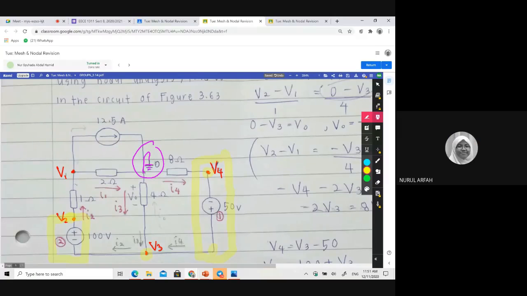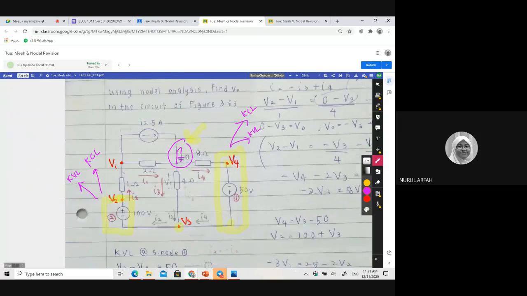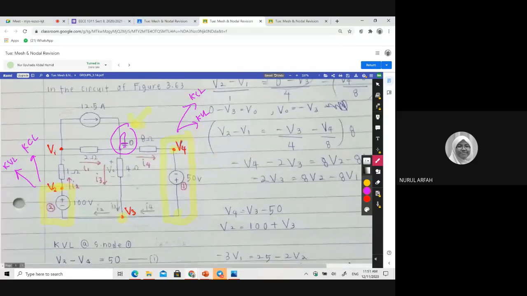So now if you put your reference point at this point, then you are giving yourself trouble. What do you think? When you have a super node, how many equations do you have for each super node? 2. KCL here, KVL here. KCL here, KVL here. Imagine how long you are going to spend to solve this, right?